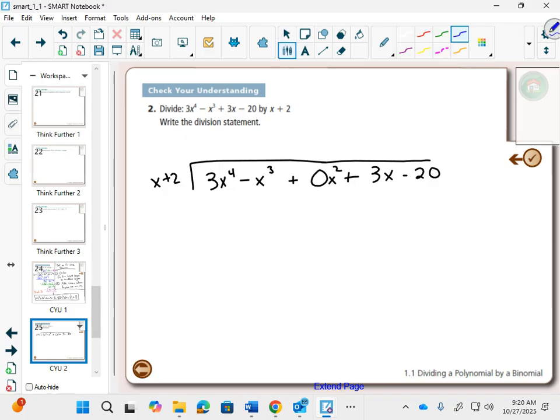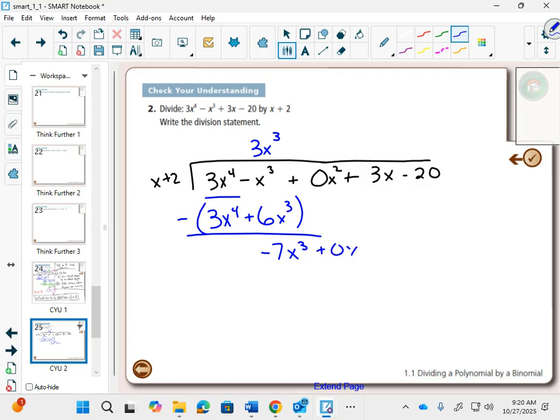And I color code. First thing I run into is the 3x to the 4. What could you possibly multiply x by to get a 3x to the 4? A 3x cubed. So 3x cubed times x, of course, is 3x to the 4. And 3x cubed times 2 is plus 6x cubed. Put it in brackets and subtract. This minus this is 0. Negative 1 minus a 6 will give me negative 7x cubed. And I still have the 0x squared, and I still have the 3x, and I still have the minus 20.